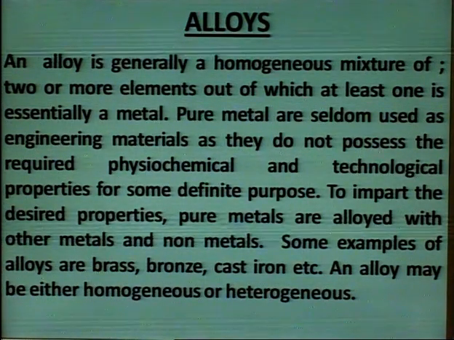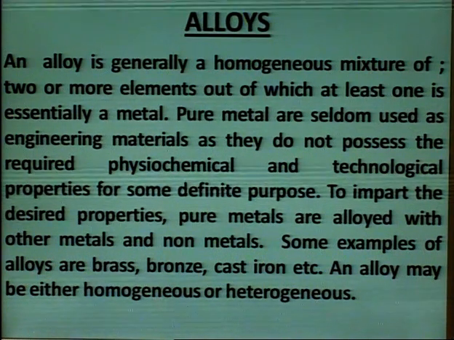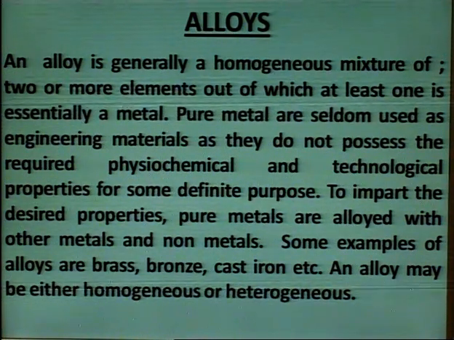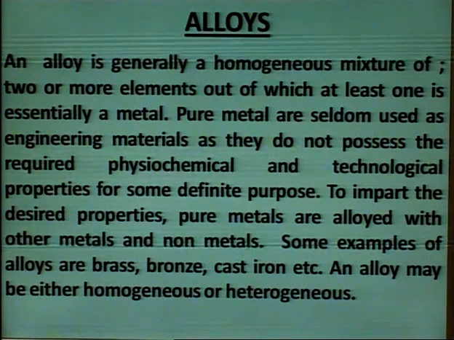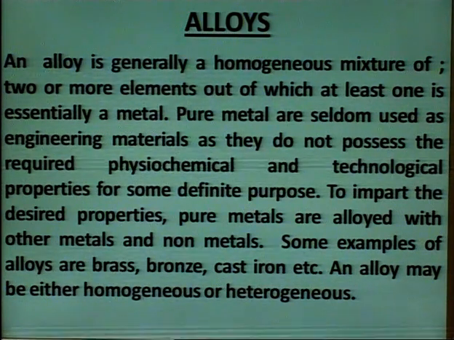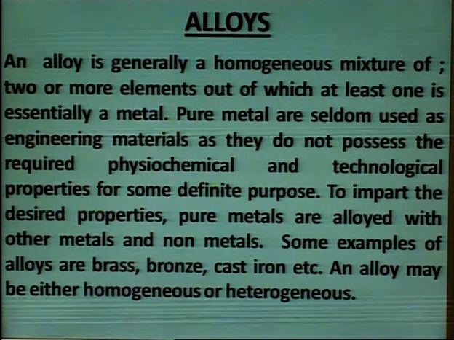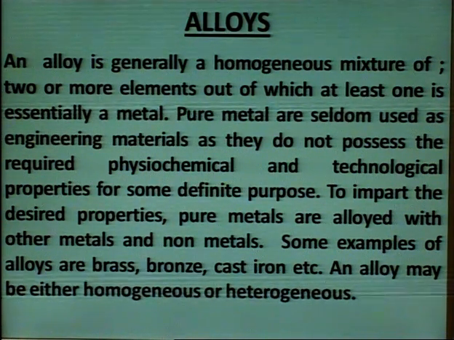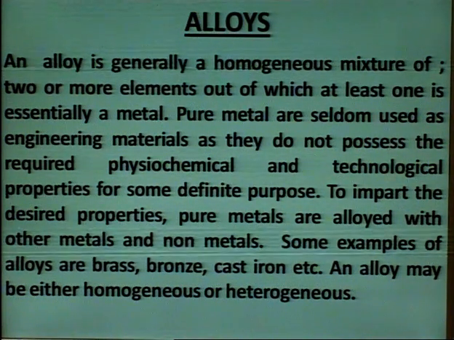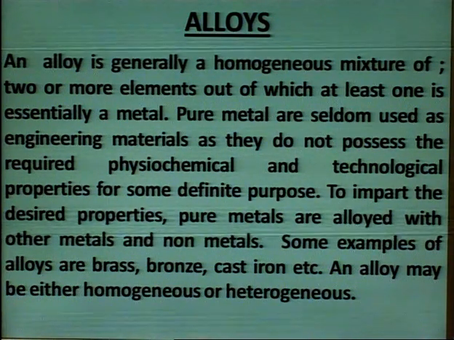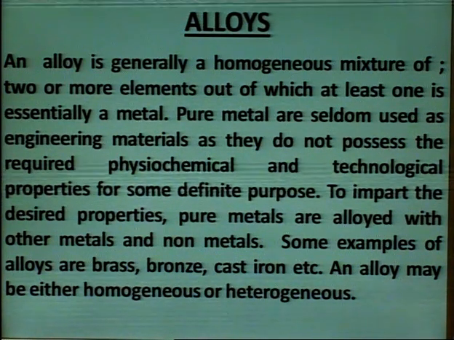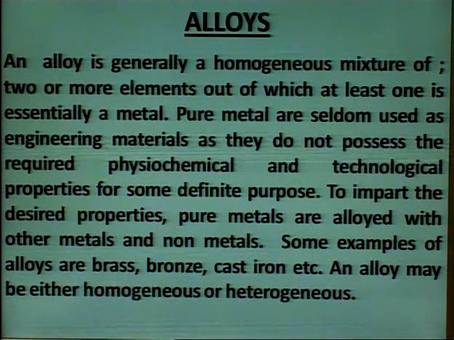An alloy is generally made up from the homogeneous mixture of two or more metals, out of which at least one is essentially a metal. Pure metals are seldom used as engineering materials as they do not possess the required physicochemical and technological properties for some definite purpose. To impart the desired properties, pure metals are alloyed with other metals and non-metals. Some examples of alloys are brass, bronze, cast iron, duralumin.